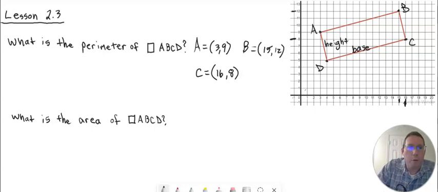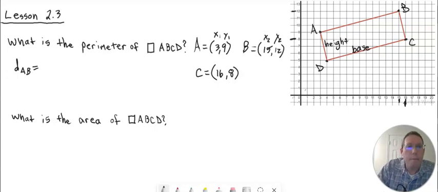All right, so let's start with the distance. Identify the distance of AB, okay? We'll call this one x1, and we'll call this one y1. So 3 is x1, and 9 is y1. We'll call 15 x2, and we'll call 12 y2, okay?